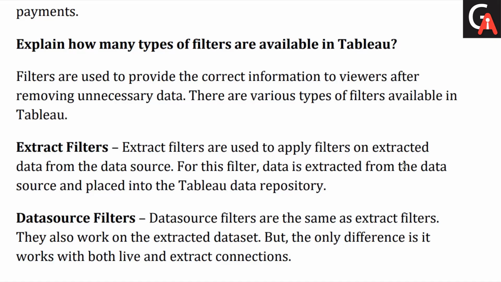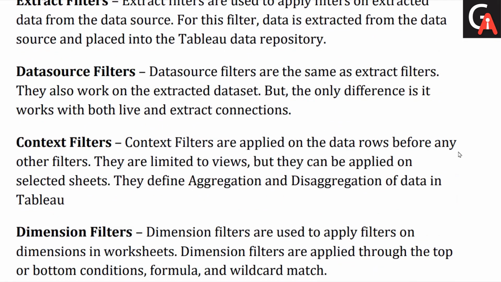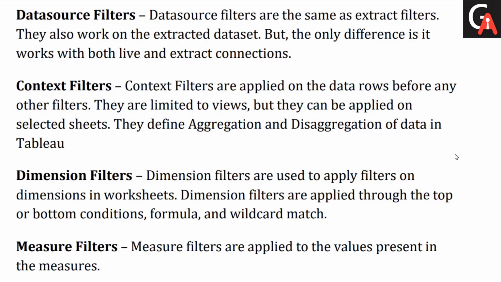On the other hand, the second type is the data source filter. The data source filter is the same as the extract filter, they also work on the extracted data set, but the only difference is that they work on both live and extract connections. Clear? The third filter we have is the context filter. Context filters are applied on the data rows before any other filter is applied. They are limited to views, but they can be applied on the selected sheet. They define aggregation and disaggregation of data in Tableau.